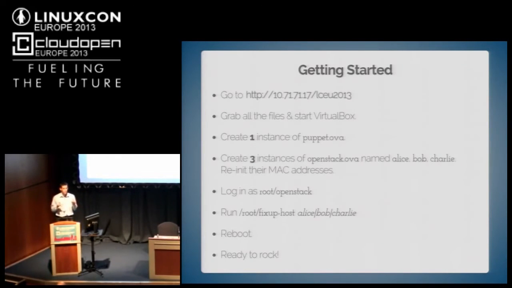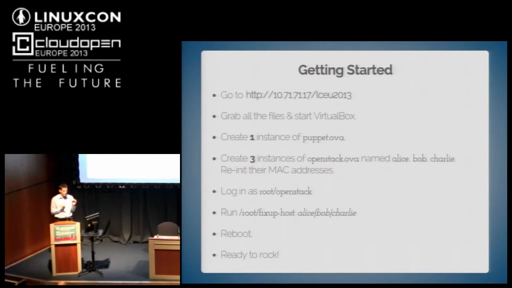So for those of you who do want to follow along, this is how you do it. You grab the files, you start VirtualBox, you create one instance of the puppet.ova virtual appliance, and you create three instances of the OpenStack OVA virtual appliance. You name them Alice, Bob, and Charlie, and make sure you reinitialize their MAC addresses when you create them. You can log in to all of these boxes as root with the password of OpenStack.